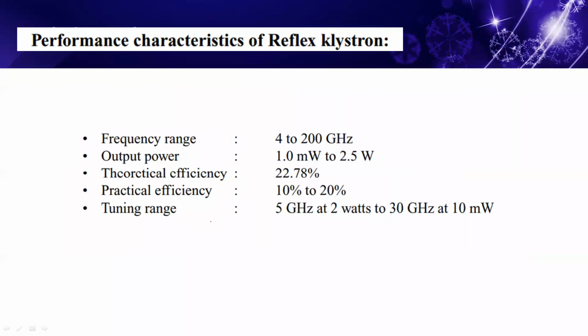Next slide: what are the performance characteristics of the reflex klystron? The first one is frequency. We have the frequency range of 4 to 200 gigahertz. What is the output power of the reflex klystron? We have 1 milliwatt to 2.5 watts. We solved this already in the previous case, that is 22.7.